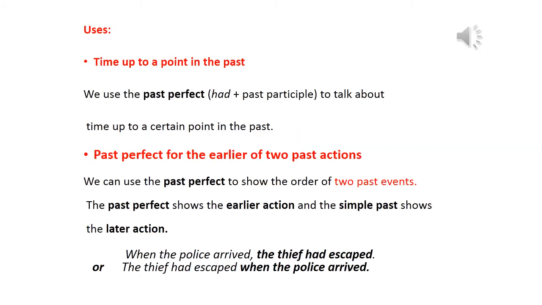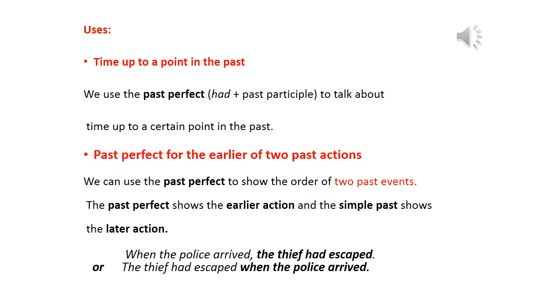Coming to the uses, we use the past perfect tense, that is had plus past participle, to talk about a time up to a certain point of time in the past. That means a past within the past. And we also can use it for the earlier of two past actions. For example, we can use the past perfect tense to show the order of two past events. That means the past perfect goes with the earlier action and the simple past goes with the later action.